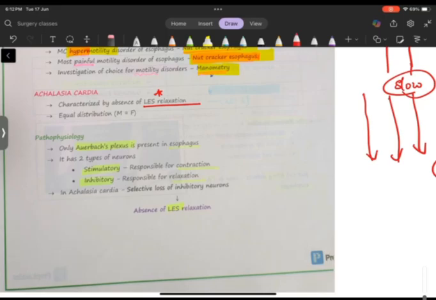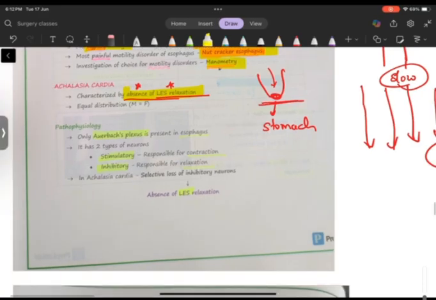In this disease, in achalasia, the lower esophageal sphincter will have absence of relaxation. So basically it is always contracted. Whatever food is there is not passing into the stomach because the lower esophageal sphincter is not able to relax. Absence of relaxation. It is distributed equally in males and females.